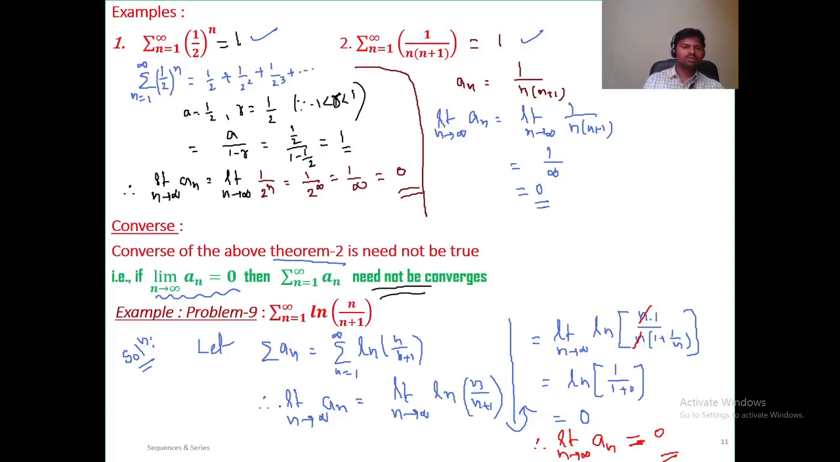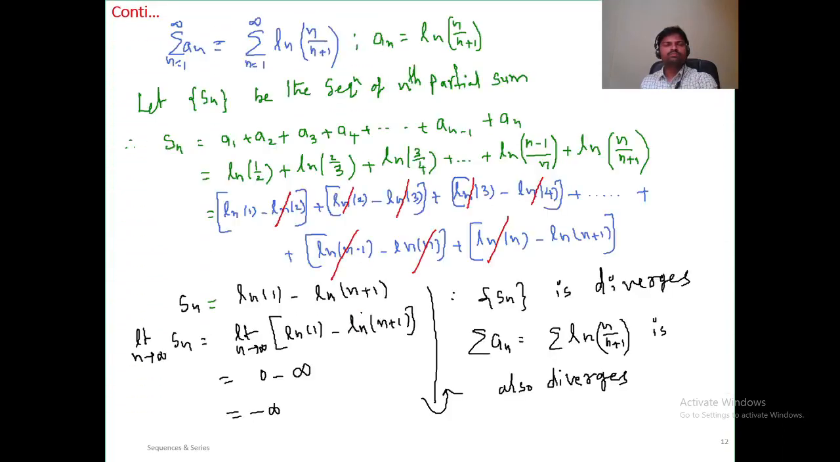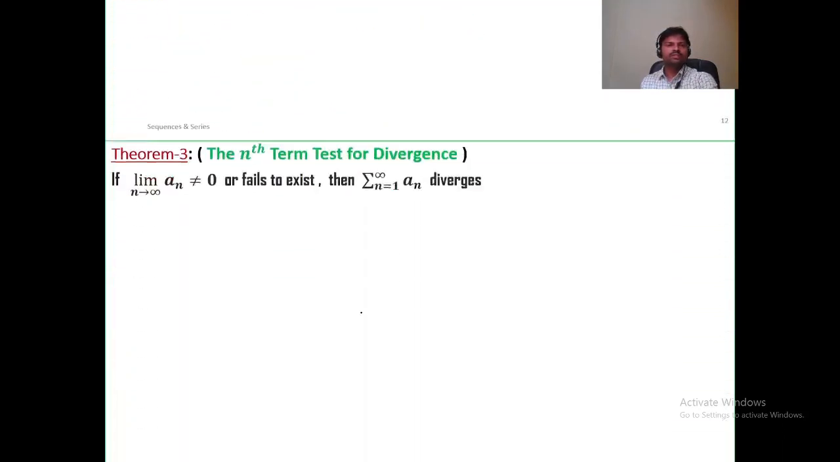But the nth term is going to 0 here. So here the nth term is going to 0. Okay, so therefore from now onwards, if you have a convergent series, then I can say that the limit as n tends to infinity of a_n is 0, but not the converse. That is what the theorem says.